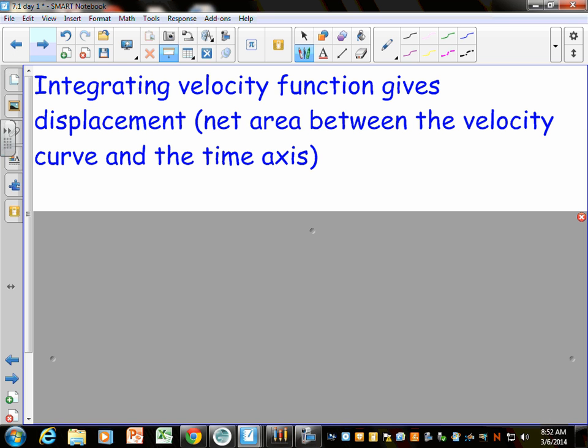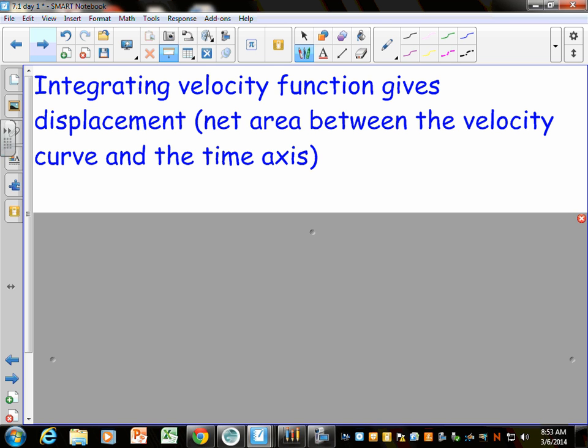When you integrate the velocity function, you're finding displacement. And again, they use the word displacement sometimes in this book, and I feel like people don't always know what that means. But displacement is just what happened during that time period. It's the net area between the velocity curve and the time axis. Or you could say, how far did it travel from the interval A to B? If they ever ask you how far did it travel, that's displacement.